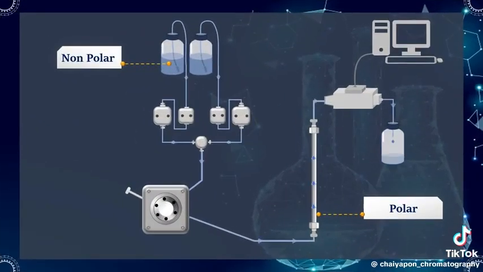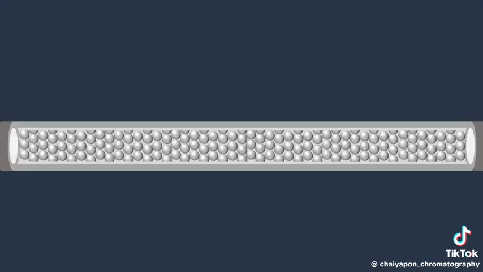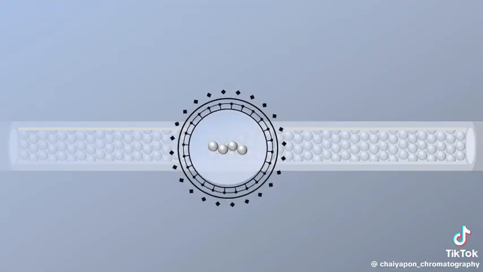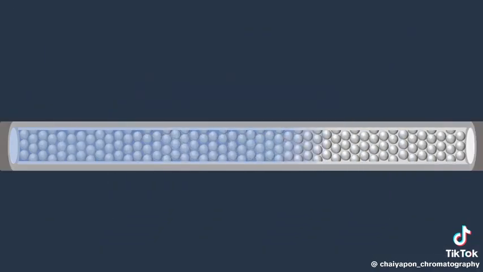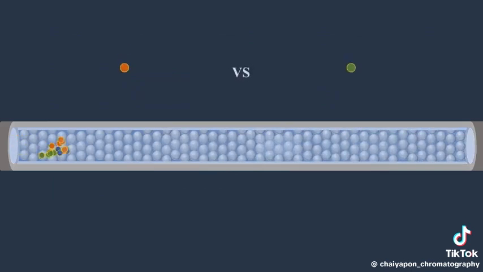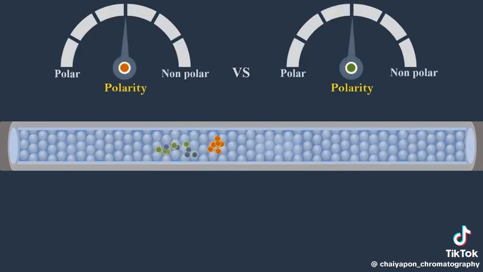In normal phase chromatography, the stationary phase is polar, and the mobile phase is nonpolar. This method separates analytes based on their affinity for a polar stationary surface, such as silica. In this case, the more polar the analytes are, the more retained they will be on the stationary phase. The more hydrophobic they are, the more they will prefer the mobile phase.